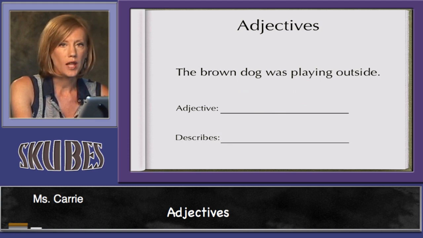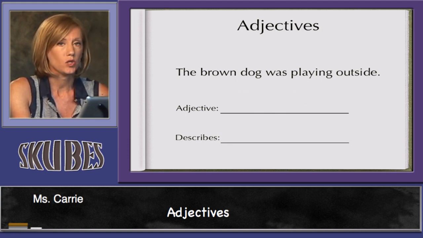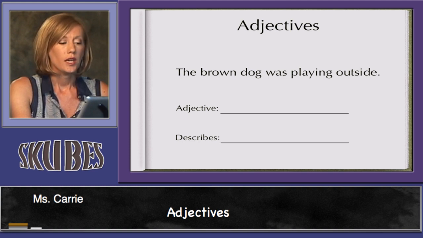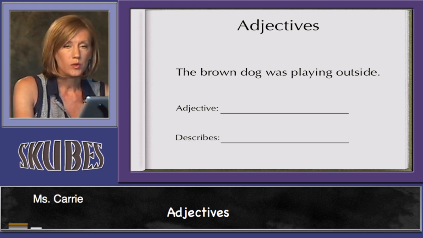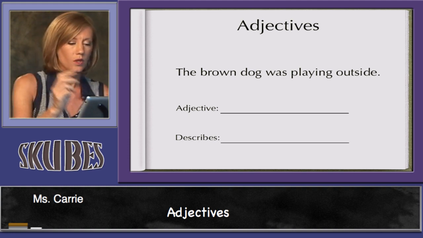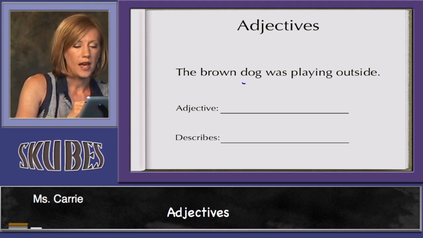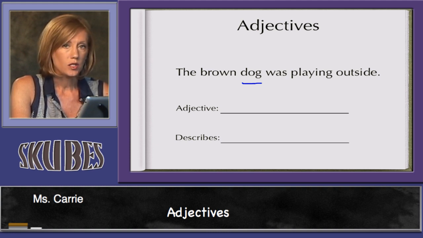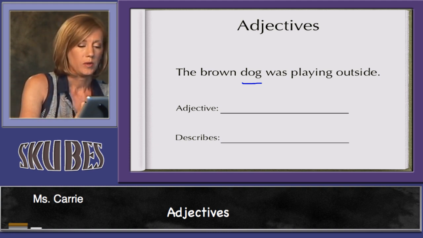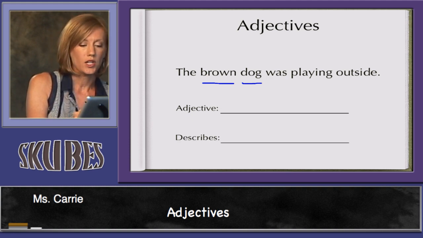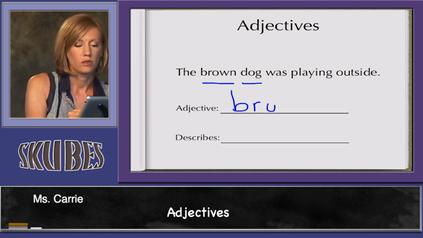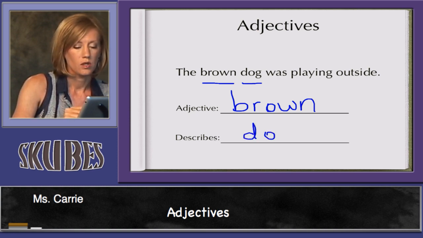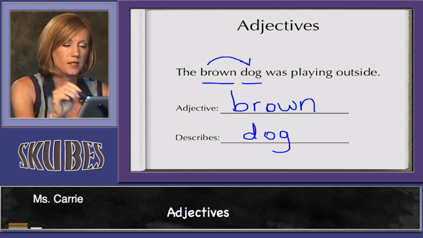Let's see if we can pull out the adjectives and the noun that each describes in sentences. Here we have the sentence, the brown dog was playing outside. When we look at the noun dog, which is right here, we need to find the adjective that describes the dog, which would be brown. So our adjective is brown, which describes the dog.